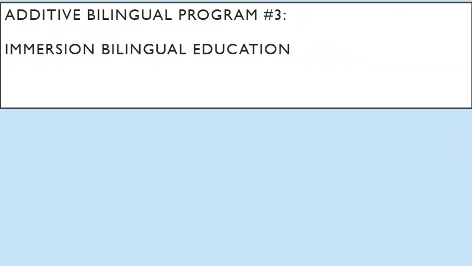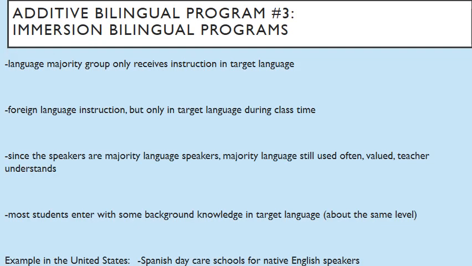The third type is immersion bilingual education. This type is not as common in the United States, but it is in some situations. Often these kinds of immersion bilingual programs are private schools, and they're very popular in Europe, for example. In immersion bilingual programs, they are geared toward the language majority group. And the language majority group will only receive instruction in the target language for a significant amount of time.